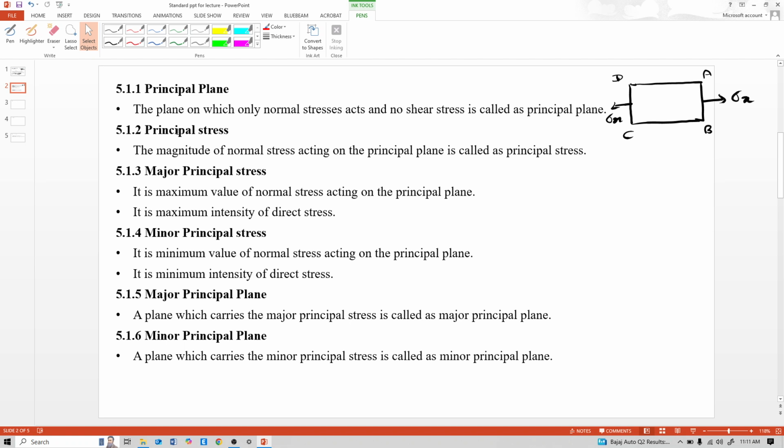Principal stress, the next bullet point 5.1.2. The magnitude of normal stress acting on the principal plane is called principal stress. So here the magnitude is nothing but the magnitude of this normal stress. That means sigma x is equal to, say, 20 Newton per mm square. The unit of stress is Newton per mm square. Stress is load upon area.